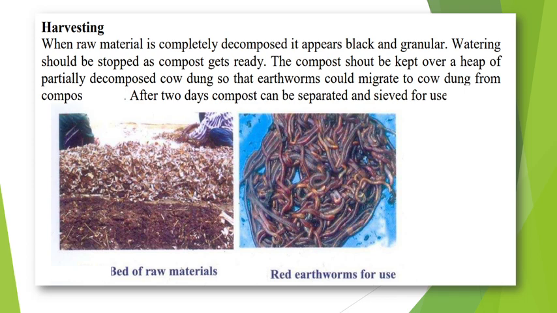When a raw material is completely decomposed by earthworms, it appears black and granular in color. Watering should be stopped at this stage and our compost is ready. The compost should be kept over a heap of partially decomposed cow dung so that the earthworms can migrate to the cow dung from the compost. After 2 days, the compost can be separated and sieved for use.